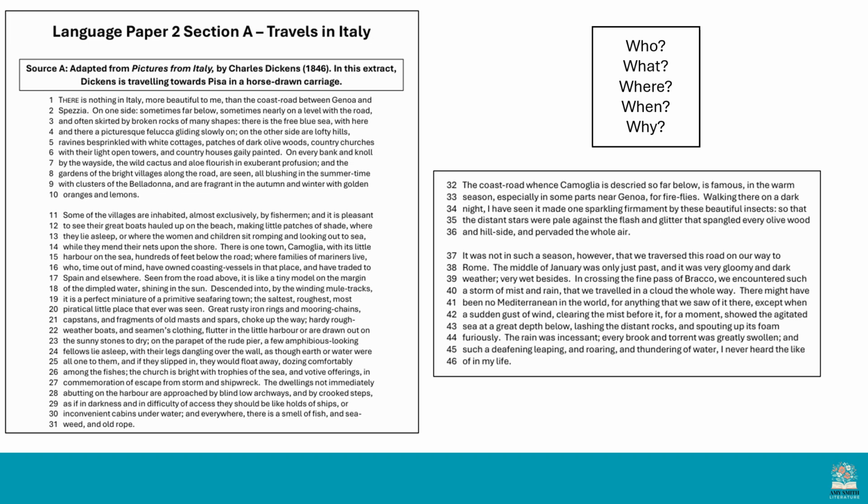Right, so in terms of our questions, the who is still the same, although we have some fishermen in the vicinity now as well. What? Well, Dickens is still travelling through the countryside, but this time the where is slightly different because he's come to this fishing village, this fishing town that seems to be called Camoglia, and he's looking at the boats and the fish and the sea, and he's describing that in a lot of detail.